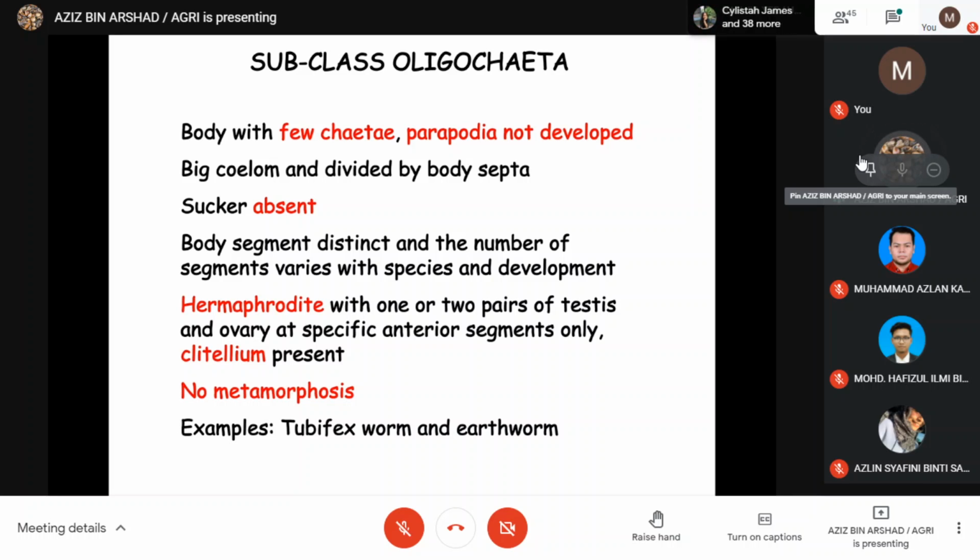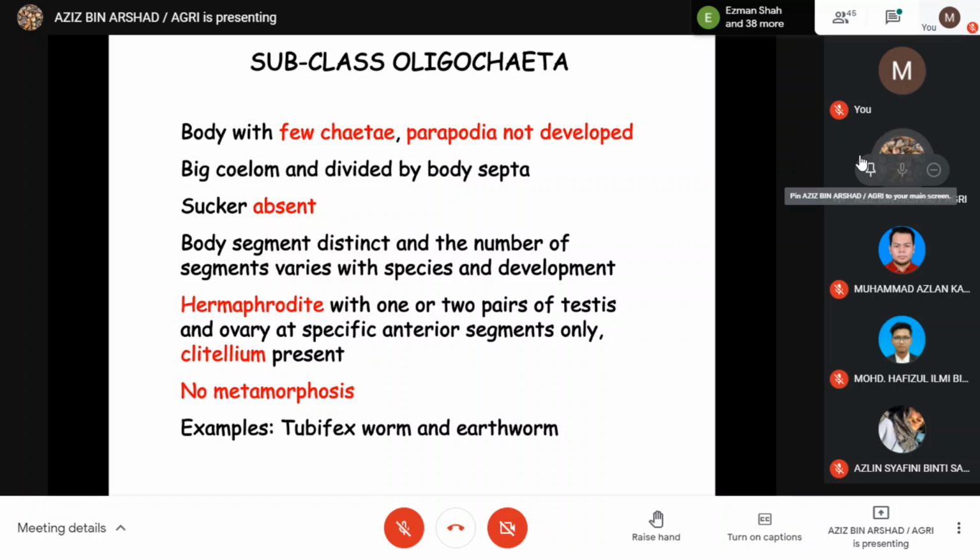So next is about subclass Oligochaeta. Oligochaeta includes the earthworm and also the tubifex worm. Earthworms are terrestrial, the tubifex worm is in the water, but freshwater. Polychaetes are all marine mostly, a few in the brackish.